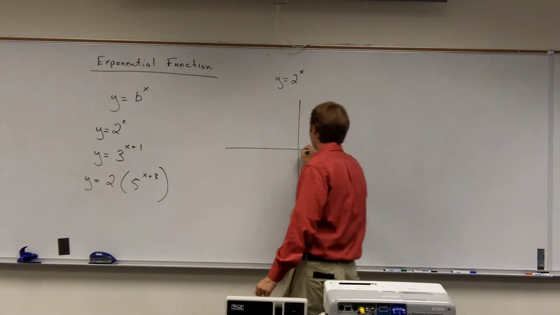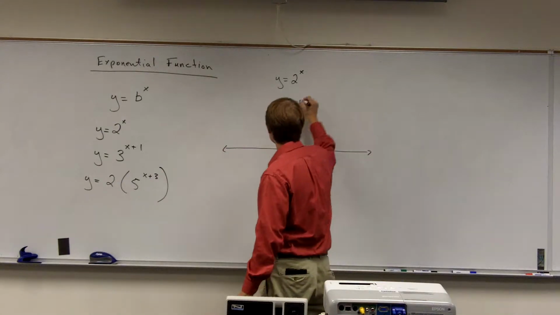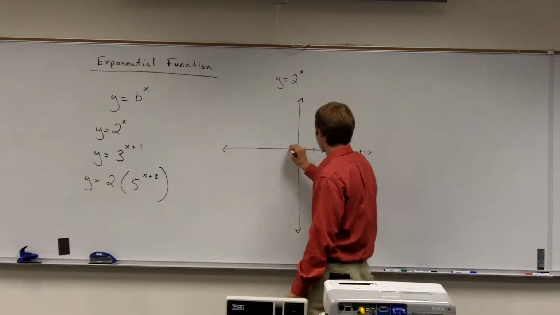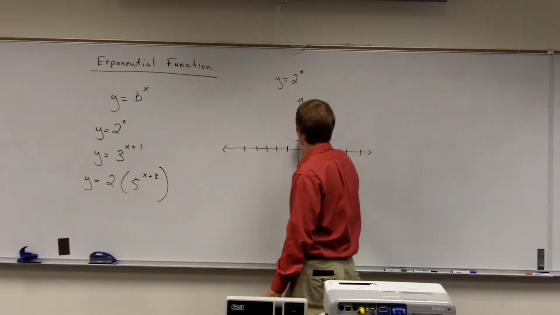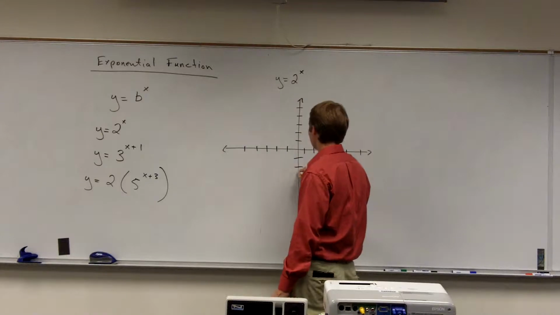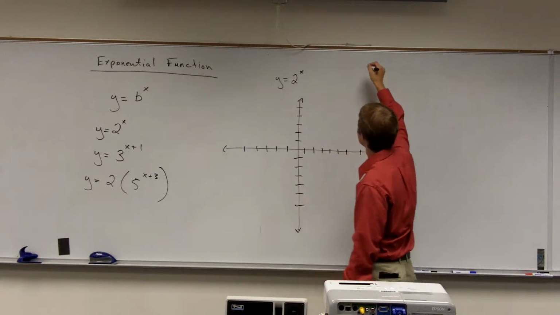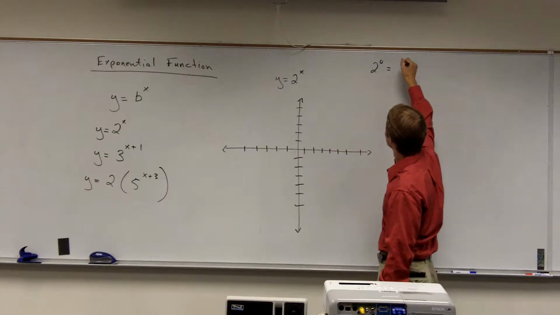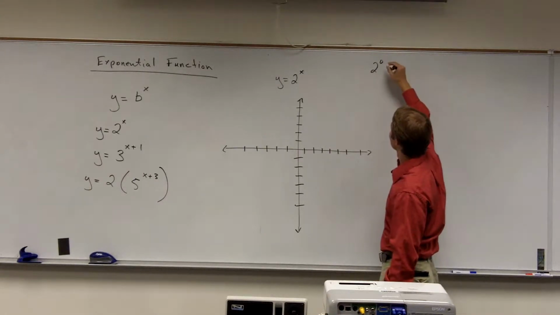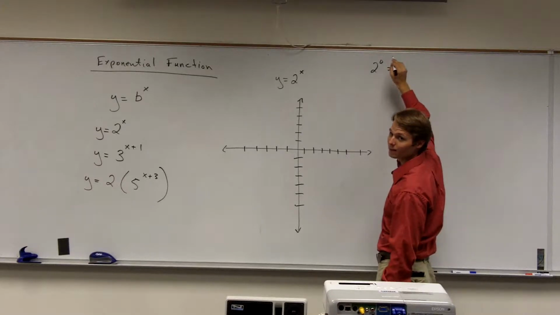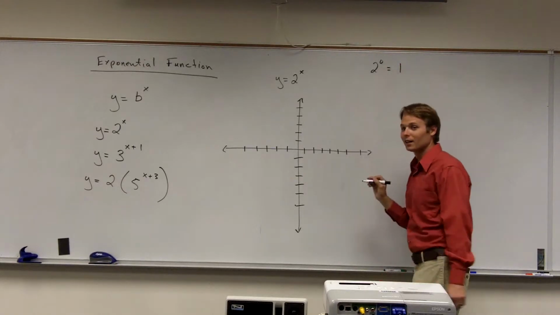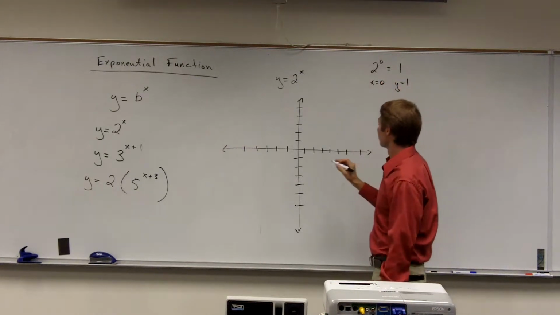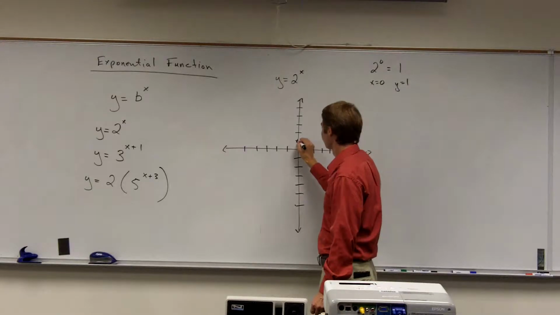We can just think about some x values and plug them in to see what this graph is going to look like. So for example, when x equals 0, y equals 2. Nope, not 2. Anything to the 0th power is 1. Yeah, so that's one of our rules. So in this case, when x equals 0, y is equal to 1. And so that means I'll always have this point 0, 1.